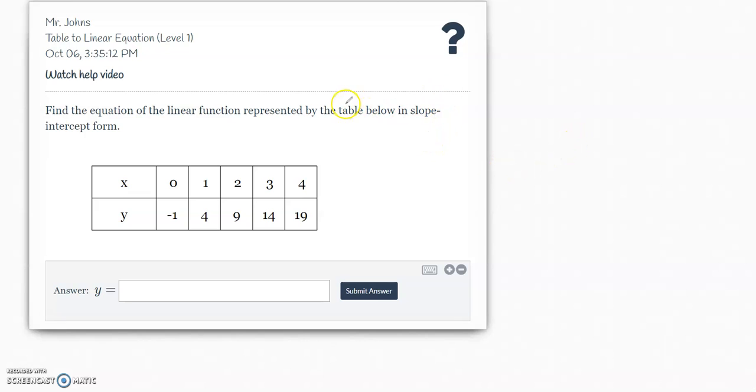Hi, I'm David. I want to show you how to do the homework for the linear equations on Delta Math this weekend. This is basically a review of the slope-intercept equation.